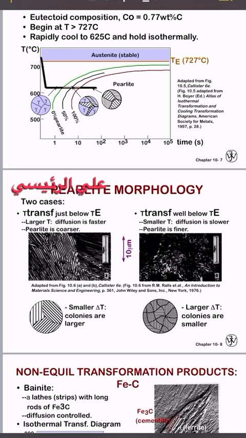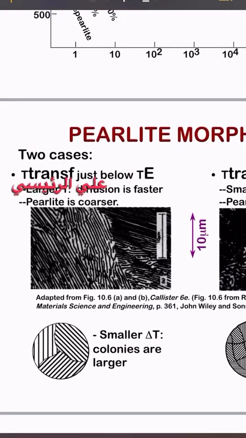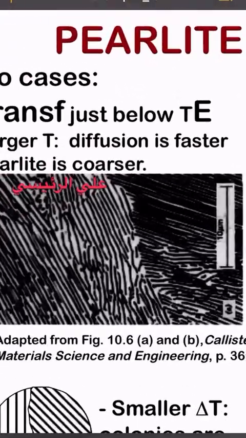So we have two cases. The first is transformation just below the eutectoid temperature, and the second is transformation well below the eutectoid temperature. In the first, the cooling rate is low, and in the second, it is high. When the temperature is high, it leads to diffusion. What I mean is that the carbon will kick out faster from ferrite. You can see the white color here is ferrite, and the black color is cementite.